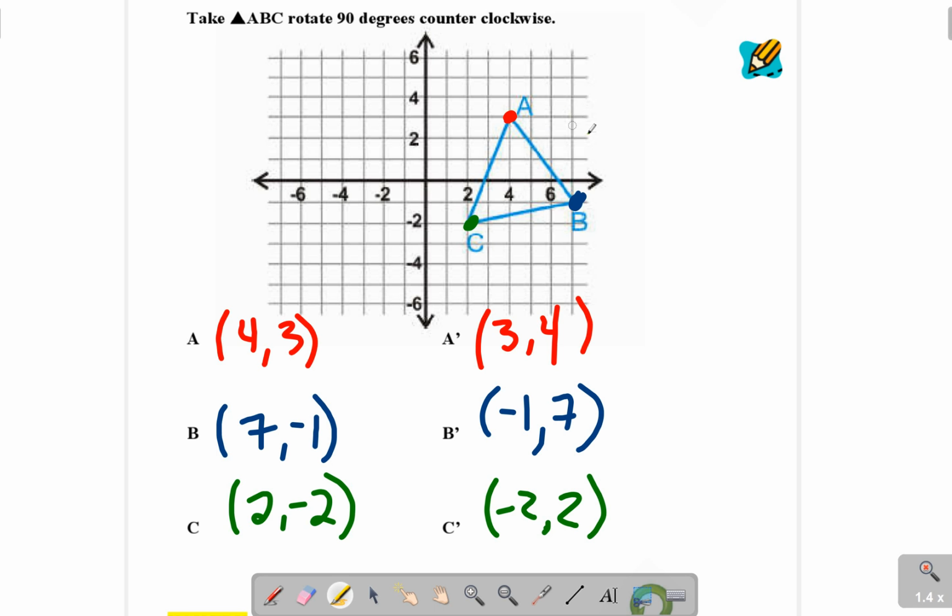We're going to take this triangle. We're going counterclockwise, 90 degrees, a quarter turn. Now, we switch and flip to the left. So I draw a counterclockwise arrow, opposite on the left only, which means if it's positive, it becomes negative. If it's negative, it becomes positive. Let's graph those 3 new points.